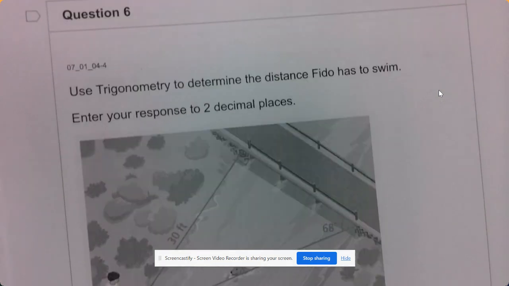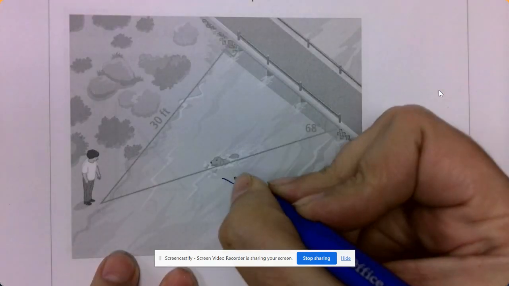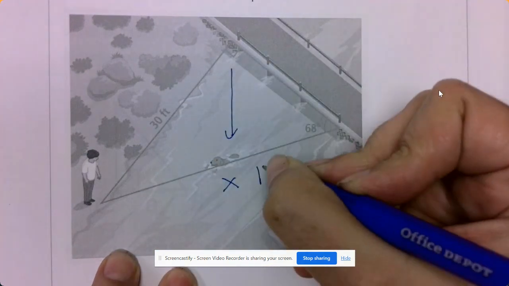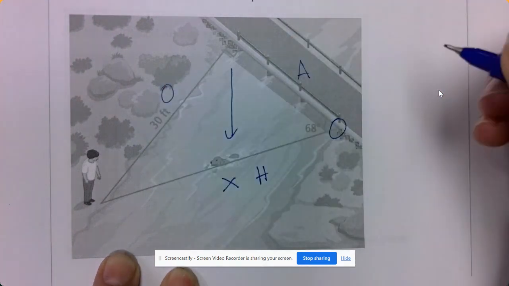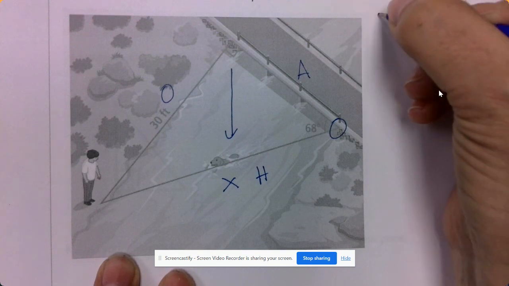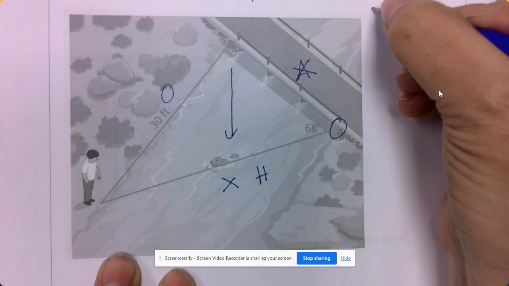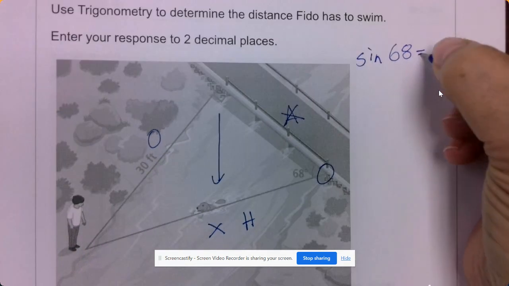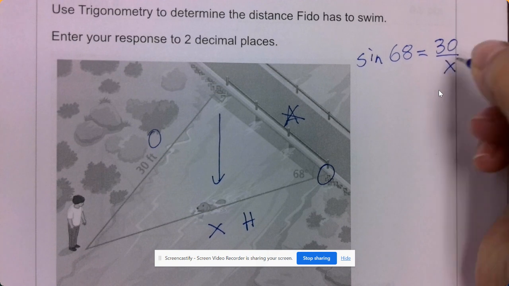Okay, it says use the trigonometry to determine the distance Fido has to swim. So we want to find this distance. Here's the little dog. So we know that this is the hypotenuse. So adjacent side, this is opposite. Okay. So we're going to use, we don't have anything here for adjacent, so we're going to use sine again. So it's going to be the sine of 68 degrees is equal to 30 over x.